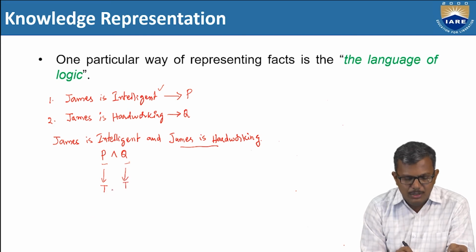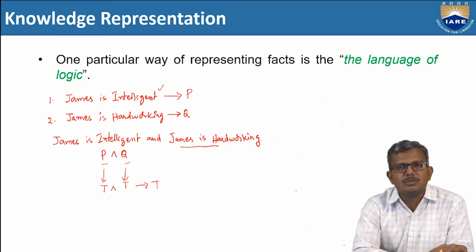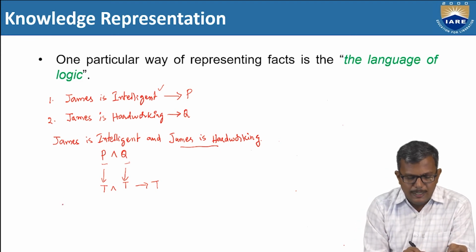What is happening here? You are applying a connector, or logical operator, between true and true. Whenever you do this, the output you get is true. Let us take one more example. It is raining.